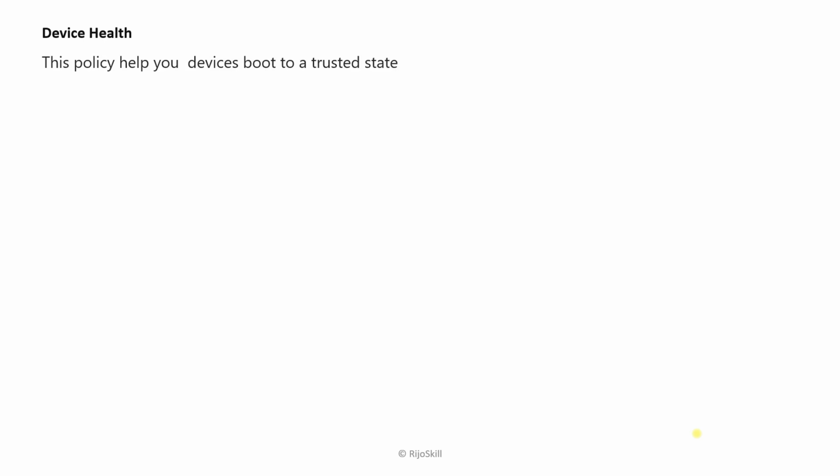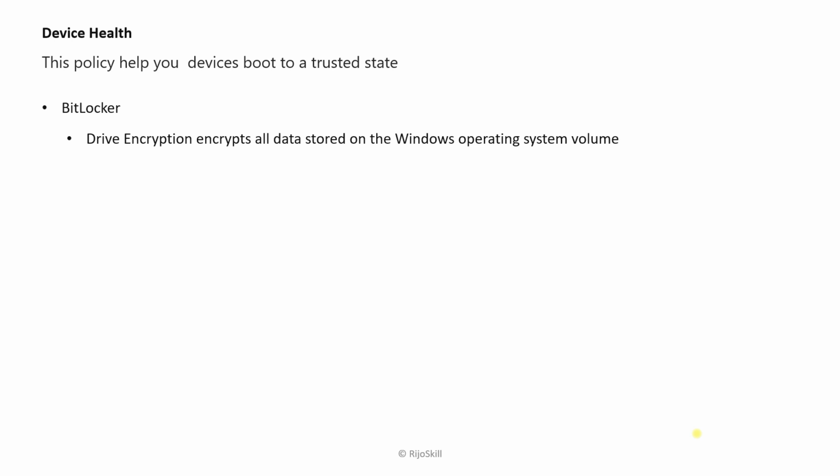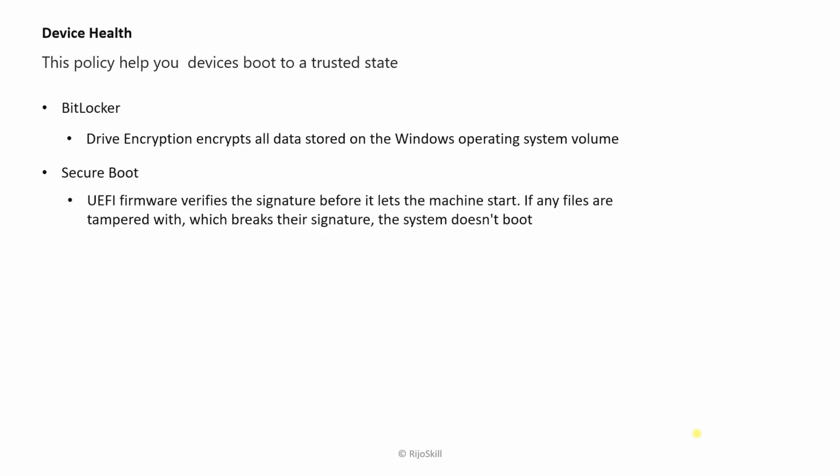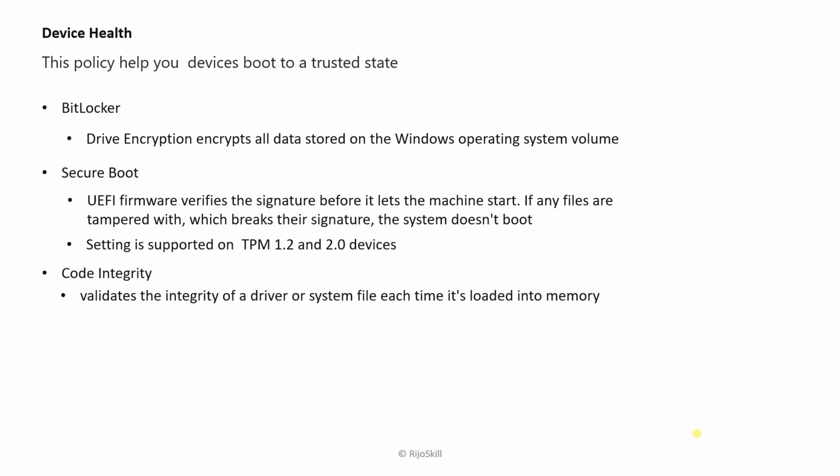The device health policy helps ensure the device boots in a trusted state. BitLocker drive encryption encrypts all the data stored on the Windows operating system volume. Secure boot, UEFI, verifies the signature before it lets the machine start. If any files are tampered with, which breaks their signature, the system does not boot. This setting only supports TPM 1.2 and 2.0 devices. Code integrity validates the integrity of your driver or system file each time it is loaded into memory, and detects if an unsigned driver or system file is being loaded into the kernel.